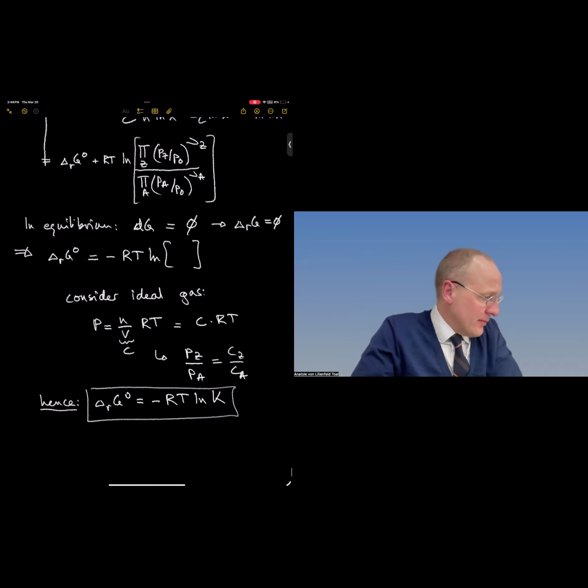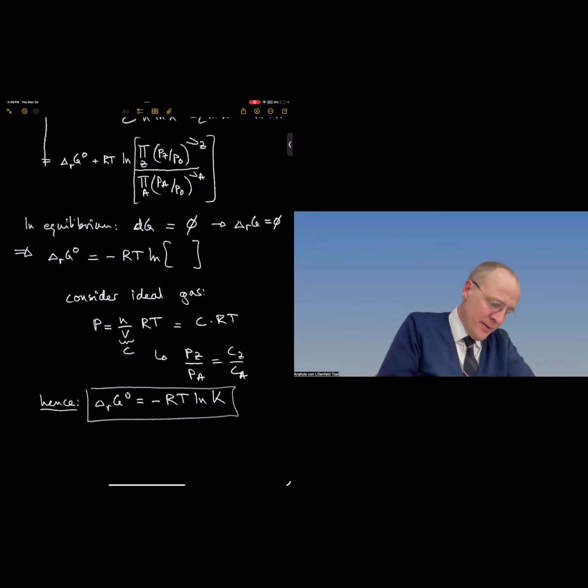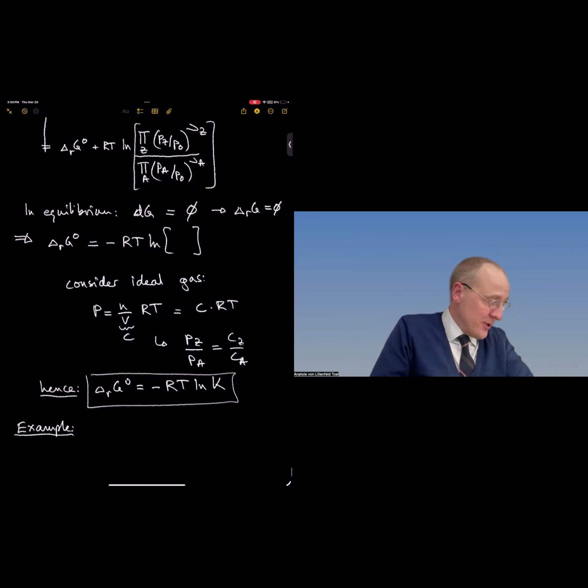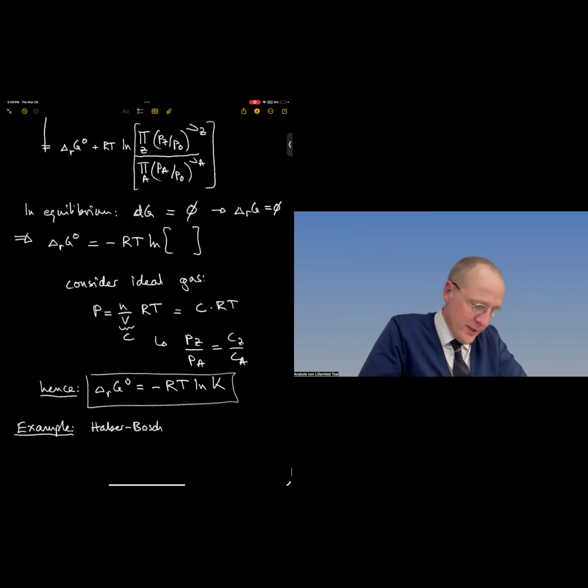So there's maybe an example to illustrate the power of the stoichiometric factors in your chemical potential. Could be the Haber-Bosch procedure, which famously transforms nitrogen into ammonia.